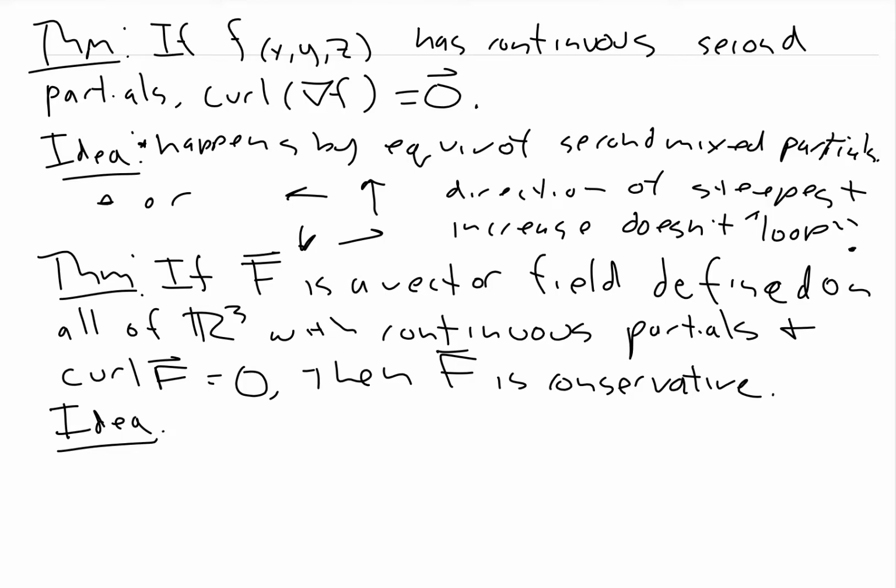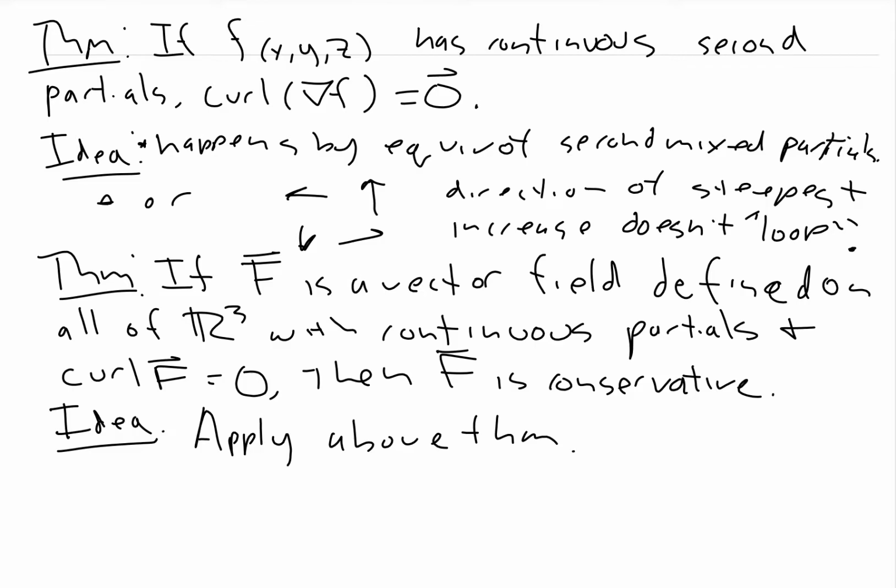The second theorem that I wanted to bring up relevant to curl. If we've started with a vector field that's defined in all of R3, we've got continuous partials and a curl of 0, what that's going to tell me is that my vector field is conservative. So really the idea here is just apply your above theorem, right? We're really kind of running that into the ground here.